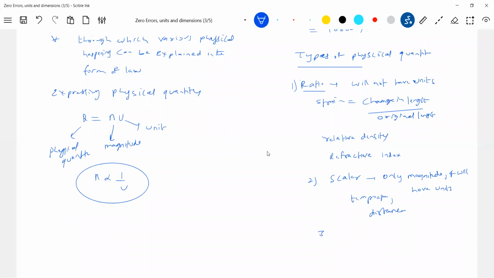So next we have vectors. What are vectors? Having magnitude, direction, and units. We are going to come across all these quantities here. We are not much bothered about specifying the direction; we have already discussed it in the vector chapter. So we'll focus more on the magnitude and the unit idea.